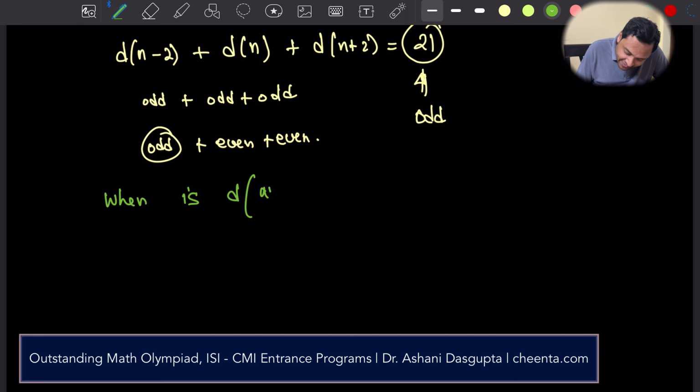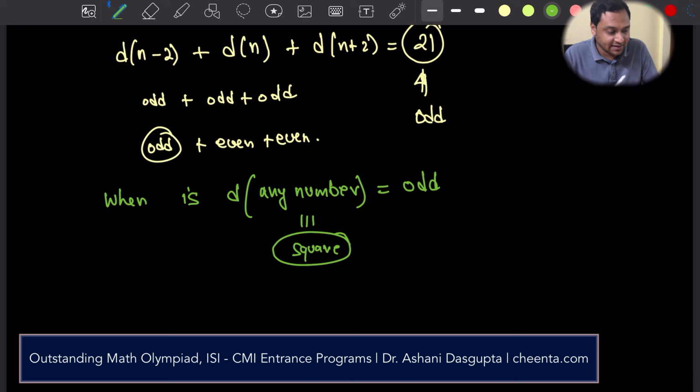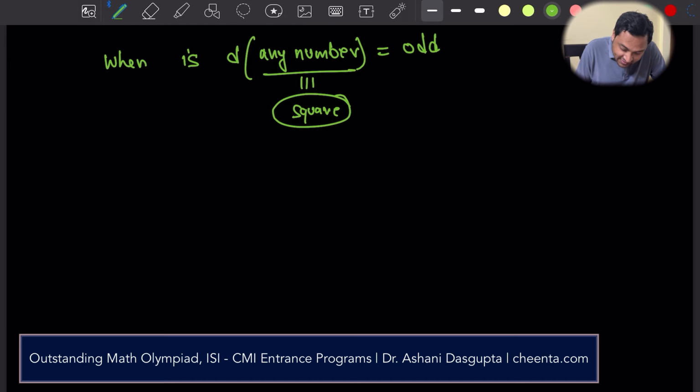So the question is, when is D of any number odd? When is the number of divisors of a number odd? Now, this is only true if the number is a square quantity. This is a very important result in elementary number theory. You can check this by experimenting. Check with 1, check with 4, check with 9, 16. In each of these cases, the number of divisors is odd, and the number itself is a square number.